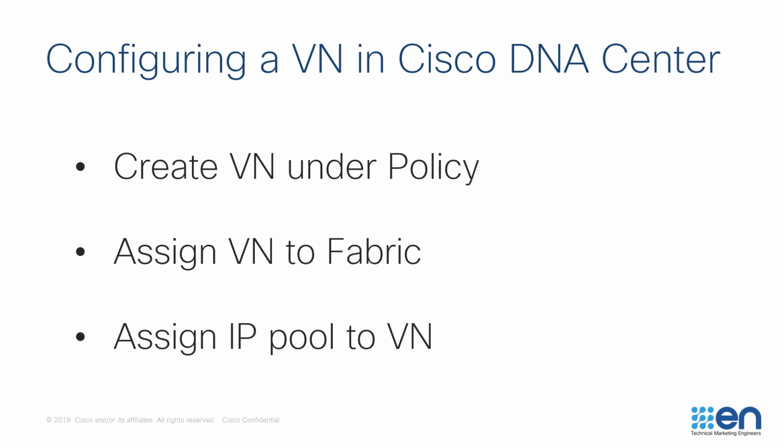There are a few steps when creating a virtual network on Cisco DNA Center. First, we'll have to create the VN under the policy section. We'll then add that VN to the fabric site and bind an IP pool to it. Once the changes are saved, the configuration will be pushed to the fabric edge devices. Let's see how this is actually done on Cisco DNA Center, and once we've completed it, we can take a look at the end result on the fabric edge devices.